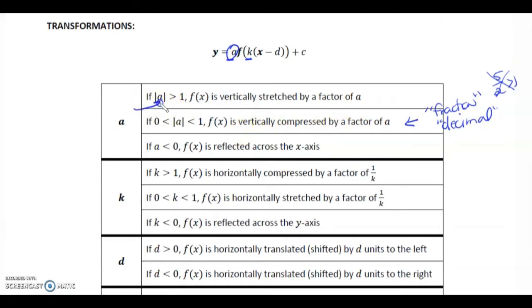Just note, these are the absolute values. So I would say only look at the number, the actual number. So ignore the sign, so ignore if it's positive or negative. We're not assessing that. We're just looking at the actual value of a. Now, if a is negative, which means less than 0, then our function is reflected across the x-axis.